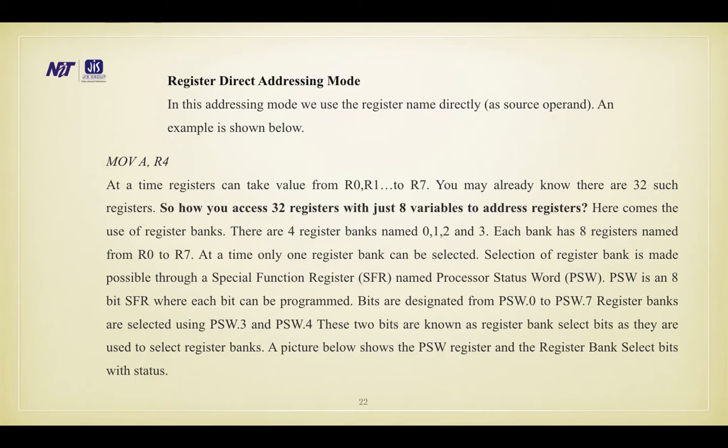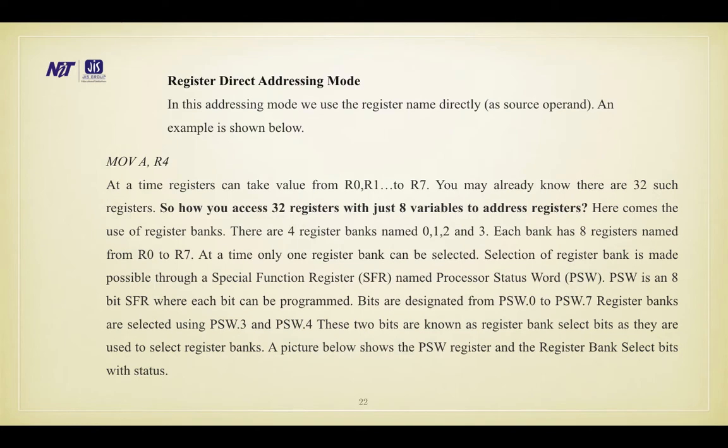Register direct addressing mode. In this addressing mode we use the register name directly as the source operand. An example is shown below: MOV A, R4. At a time the register can take a value from R0, R1 up to R7. You may already know there are 32 such registers. So how can you access 32 registers with just 8 variables to address a register?